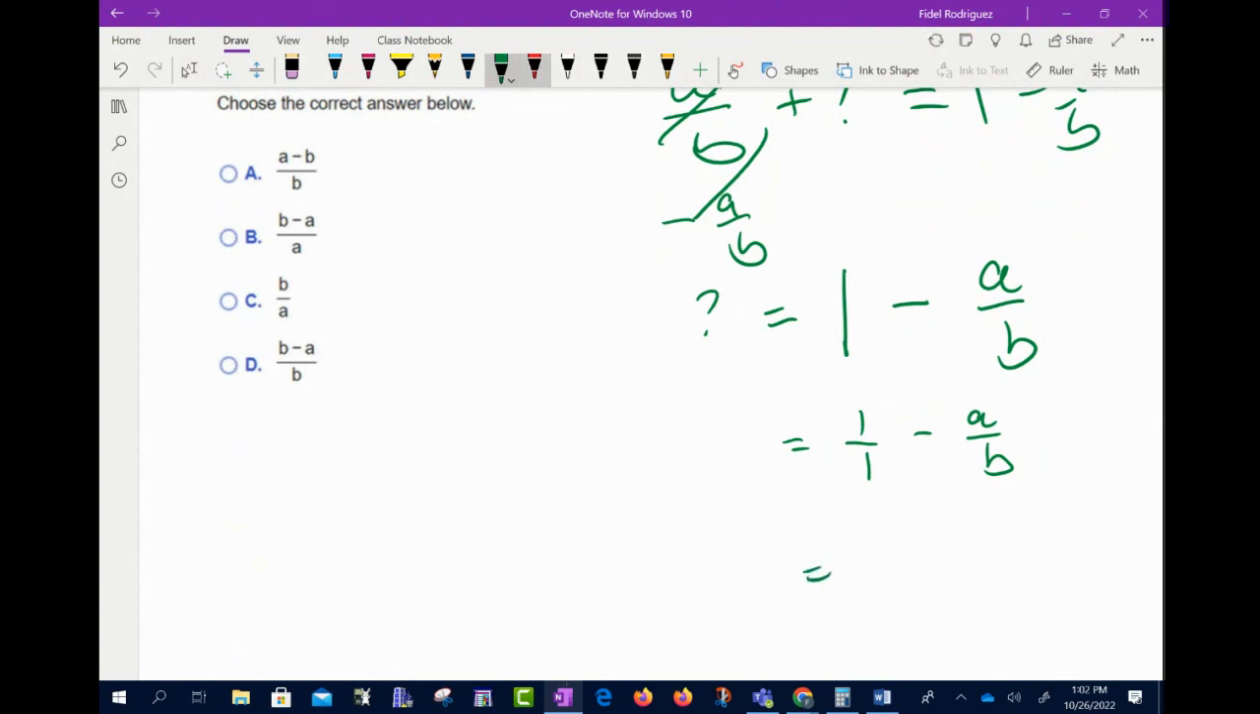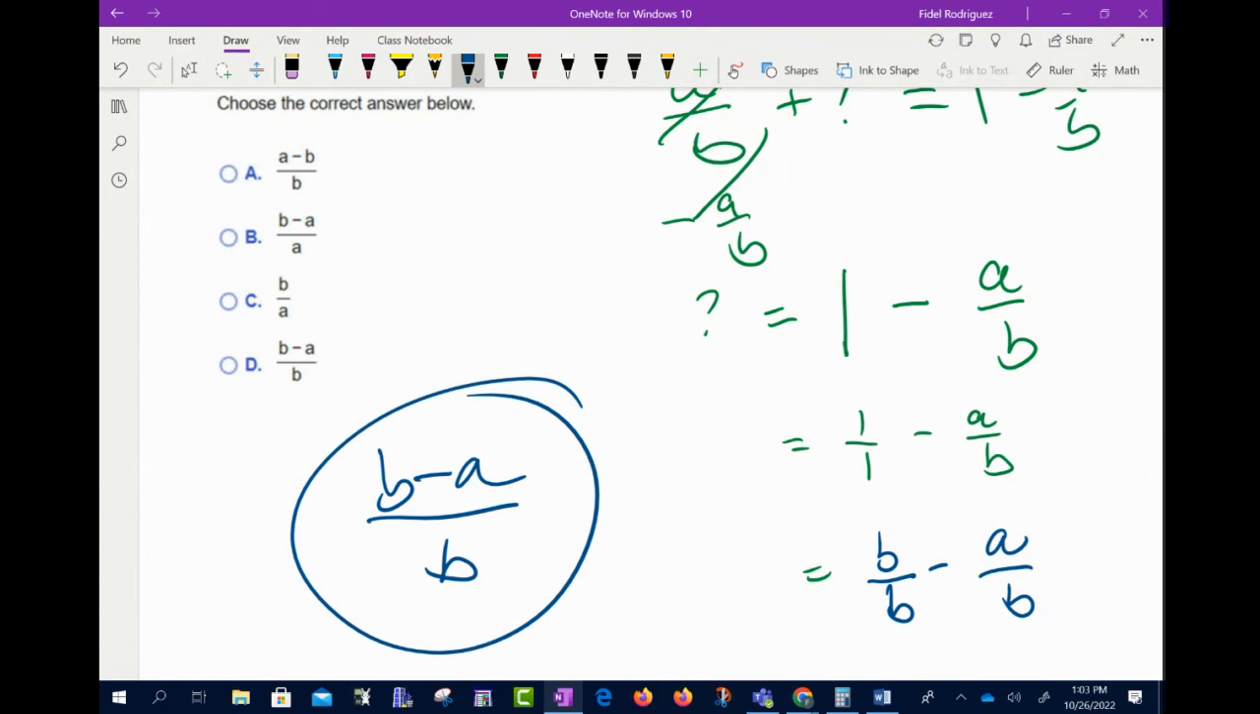So y'all, in order for me to get a common denominator, I don't know what my number b is, but I know I can think of 1 over 1 as b over b, okay? Because any number divided by itself other than 0 is going to give me 1. And so now I have a common denominator. So I have b minus a all over b, and I'm going to look at my answer choices, and that looks like choice D. D as in dog. And there's my answer, okay?